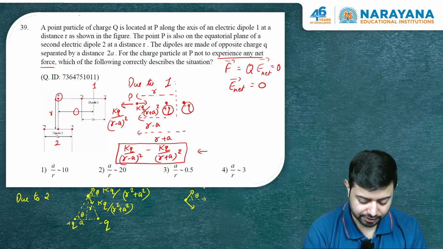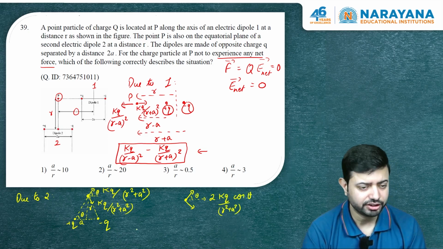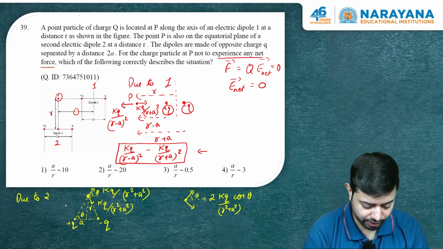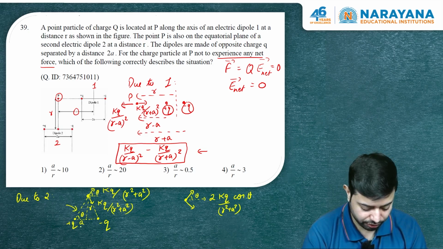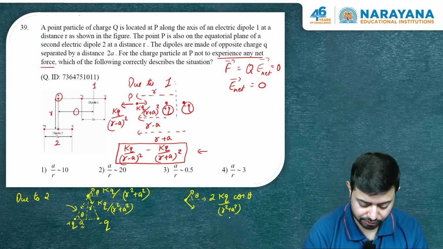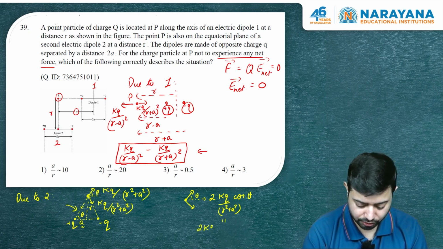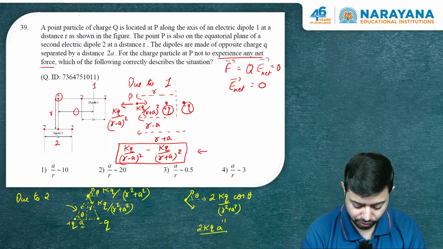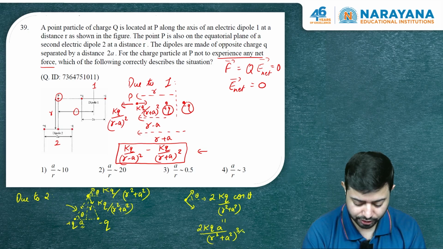How much should be the net? Well, it will be 2 times k q by r square plus a square multiplied by cos theta, because each one of them will contribute a cos theta component, right. Now, what is cos theta? Okay, look at this triangle. What is cos theta? It is going to be a by hypotenuse, right. So, you can also put it over there. How much is it? 2 k q a by hypotenuse. Hypotenuse is r square plus a square raised to the power half. So, therefore, overall this term will be how much? r square plus a square to the power 3 by 2.